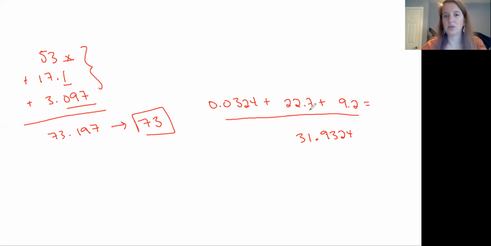So the last 2 numbers only have 1 number after the decimal, so we need to round our answer so it has 1 number after the decimal. We look to the number behind it to tell us what to do with that number, and we would record our answer as 31.9. All right? The same rules apply with subtracting.